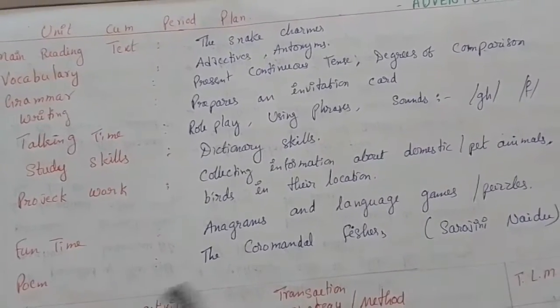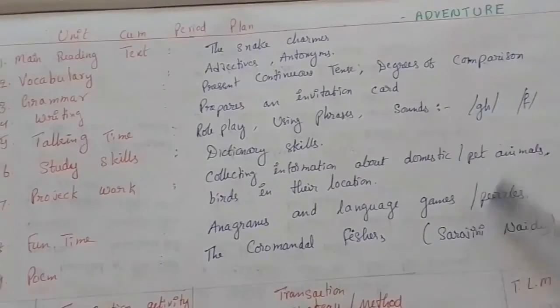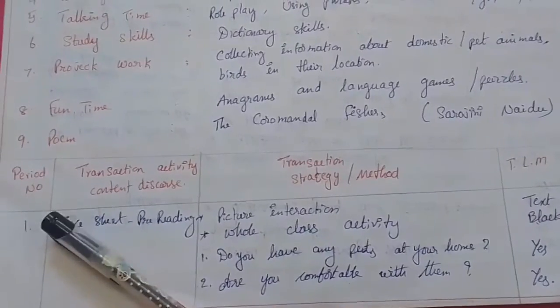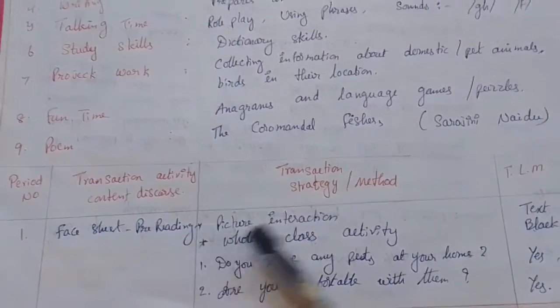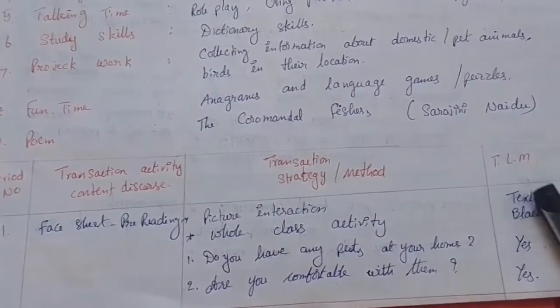Next, the poem The Coromandel Fishers, written by Sarojini Naidu. So, through this information we will write the TLM also. From here we start the period plan. The columns are the period number, transaction activity or content discourse, transaction strategy or transaction method, and teaching learning material.